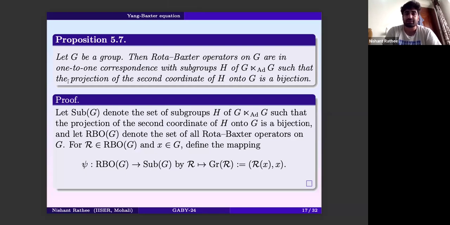Suppose you have a Rota-Baxter operator over G, then you can define its graph. The graph is just (Rx, x). Then this will form a subgroup of this semi-direct product. Conversely, if you have a subgroup of this semi-direct product such that the projection of the second coordinate onto G is a bijection, then you can associate the first coordinate to the second one, and it will define a Rota-Baxter operator. So this is a very nice connection between the operators and the subgroups of a group. A similar connection holds for Lie algebras as well.